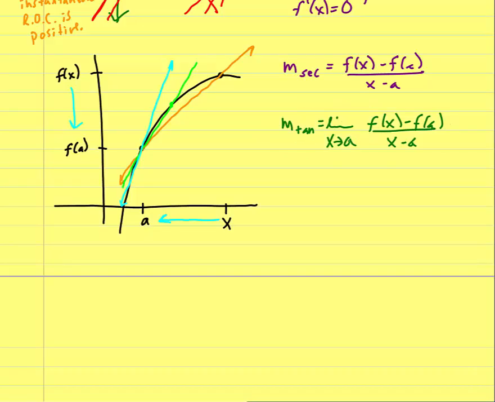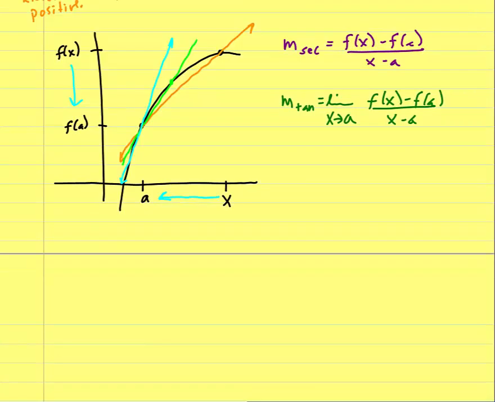Now this is at a particular point a. In order for me to actually calculate through this, I would want to find that particular value of a. M of secant, the slope of secant, is also your average rate of change.